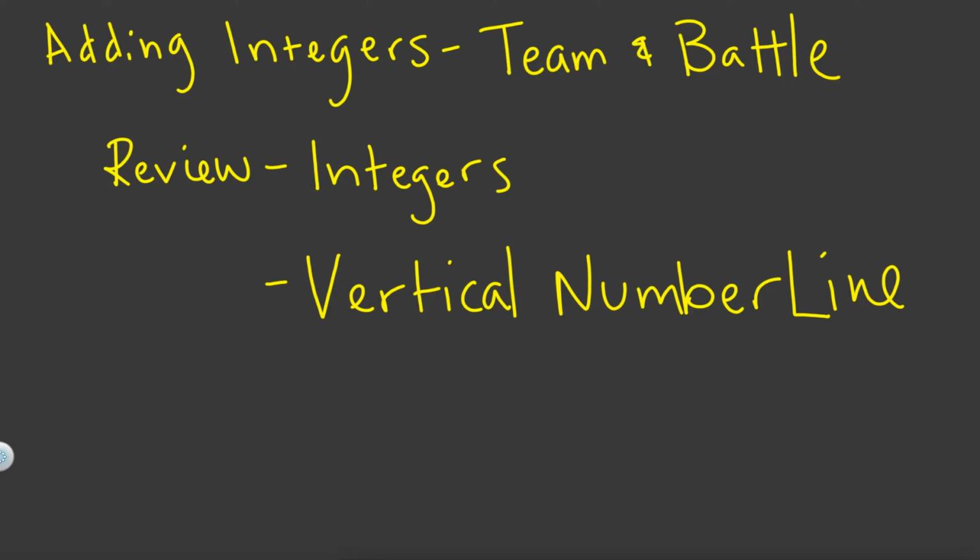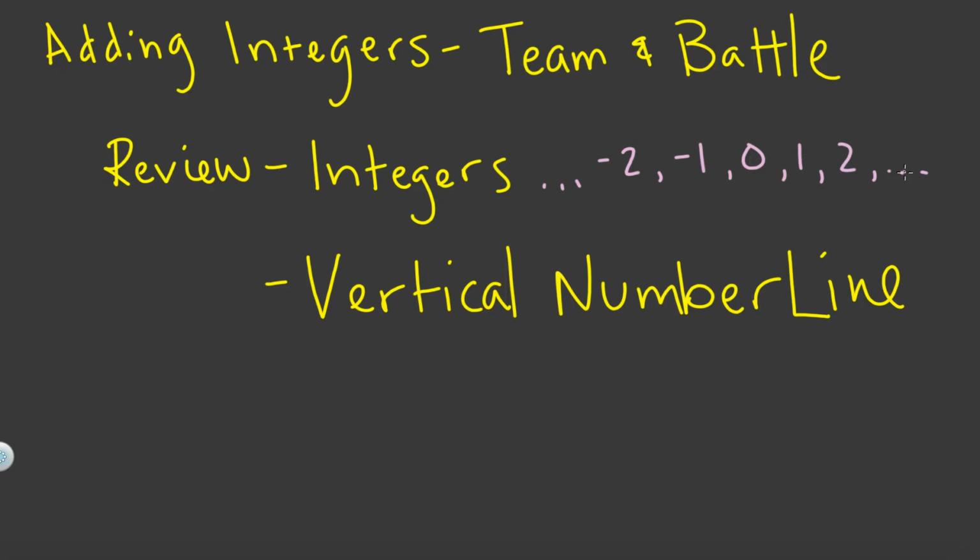Adding integers using the team and battle method. First, quick review. What's an integer? An integer are the number line numbers. So when we're looking at number line numbers, the numbers that we're using are -2, -1, 0, 1, 2, etc. These are the whole numbers and their opposites. We're not including fractions in this.